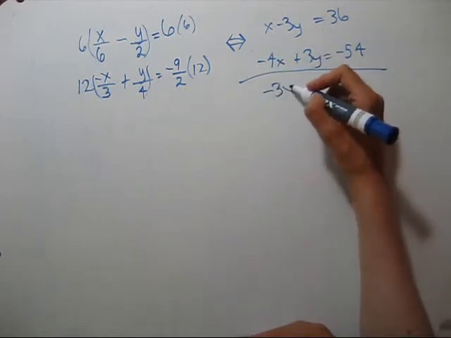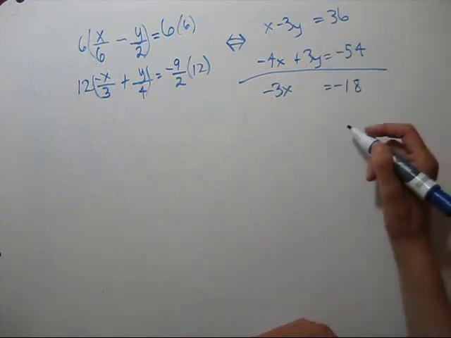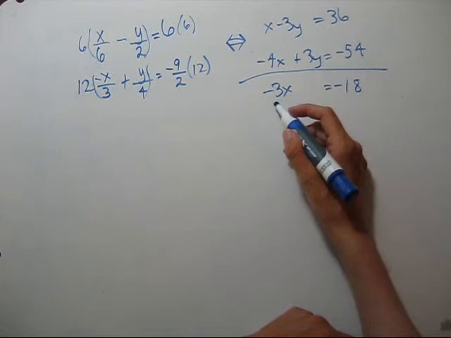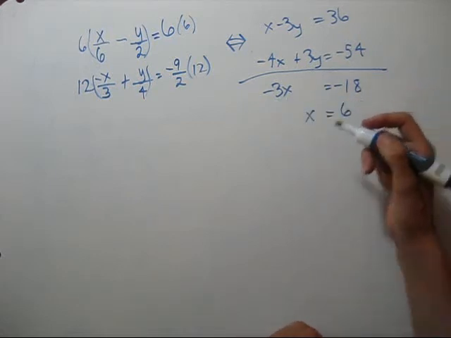We get negative 3x plus 0y equals negative 18. Divide both sides of that equation by negative 3, and we get x equals 6.